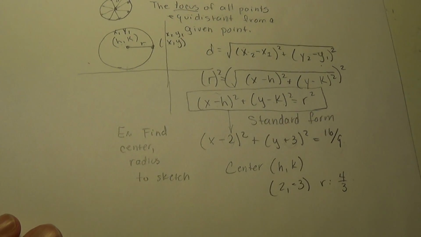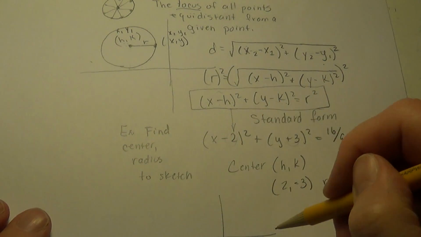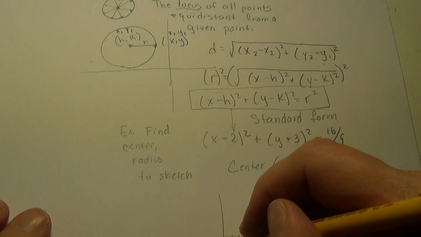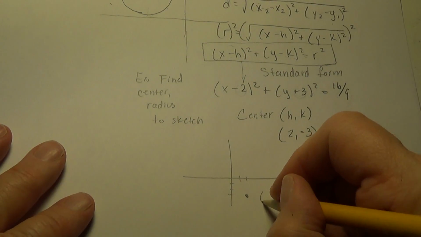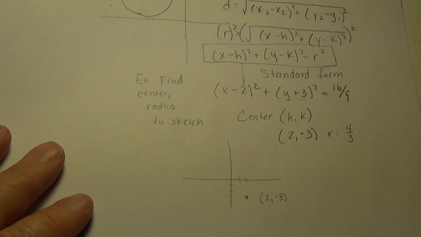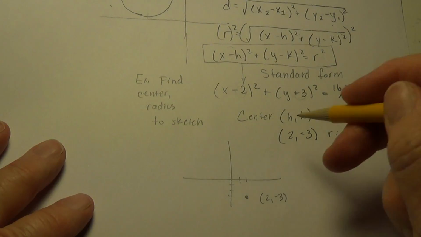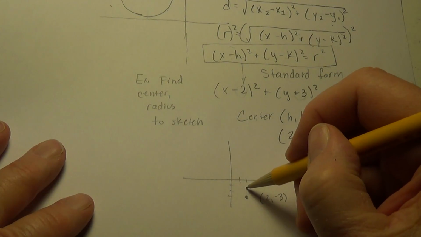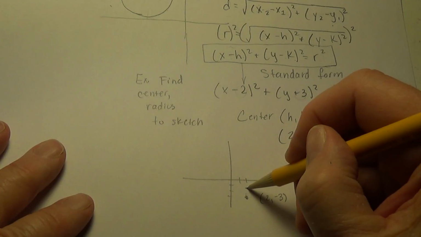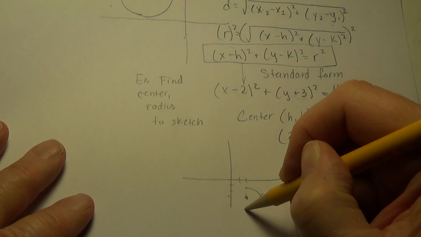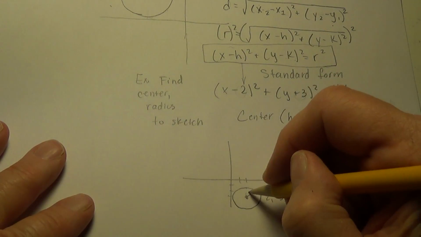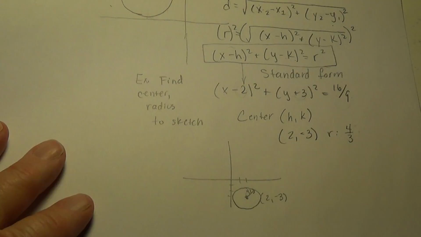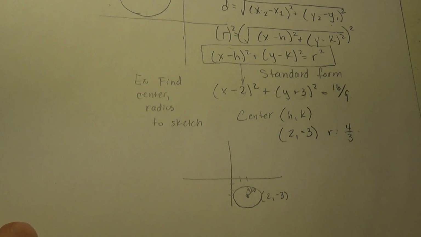So now I can sketch it. My center is 2 over and 3 down, right there. 2, negative 3. And the radius is 4/3. That's 1 1/3. So coming out from this, I'm going to go about 1 1/3 away and create a circle. All right, so I'll mark that as 1/4. All right, little bitty guy there. So that's how you go that direction.